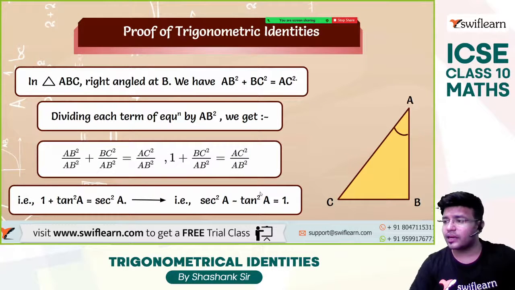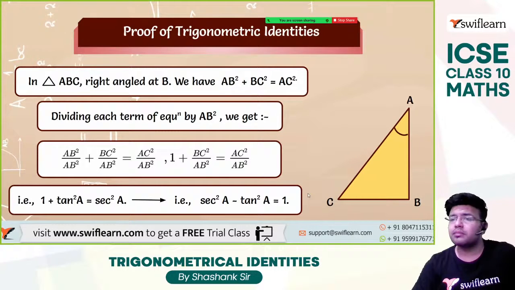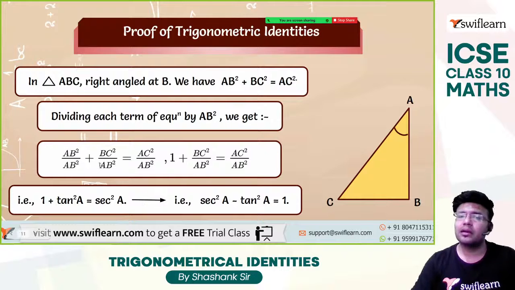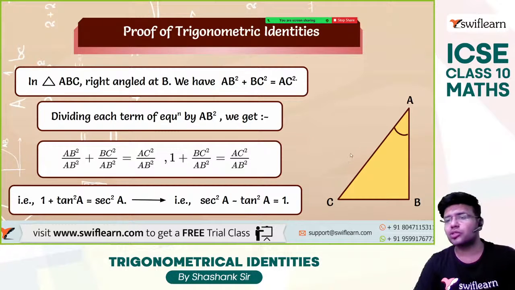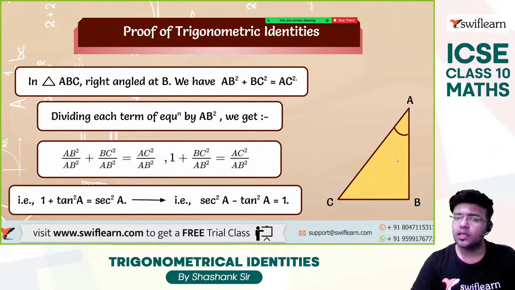Now the second identity, what to do? In the right angle triangle, divide by AB. So AB by AB is 1, BC by AB you get tan, so 1 plus tan square, and AC by AB. We know AB by AC is cos, the inverse is sec. So we get sec square A. So 1 plus tan square A is sec square A.